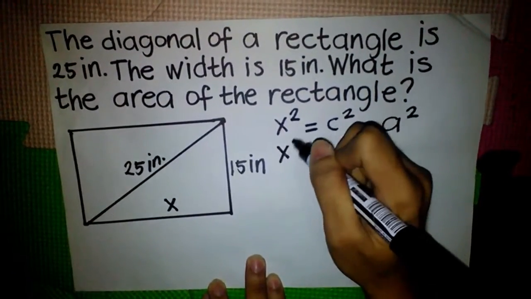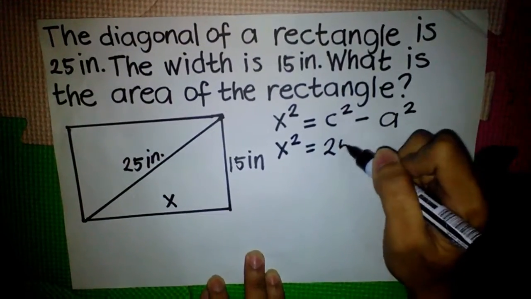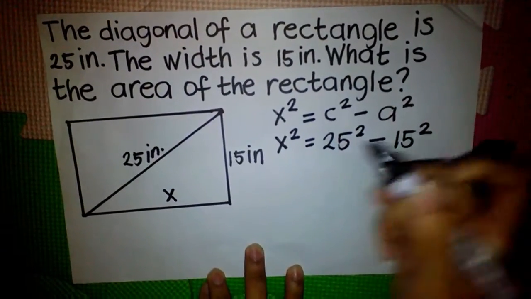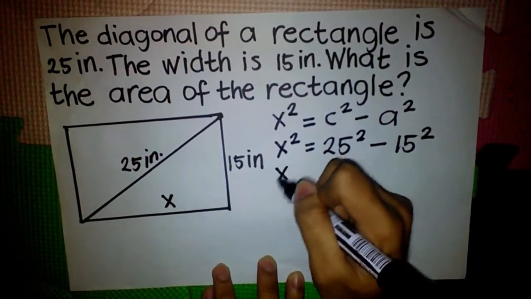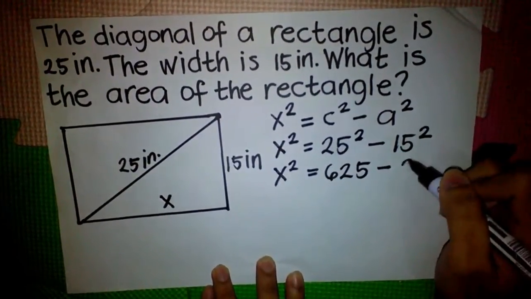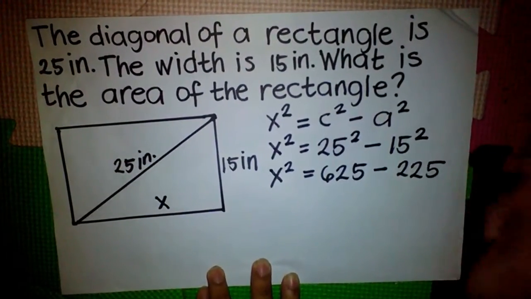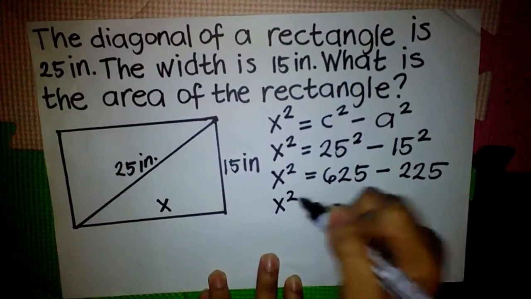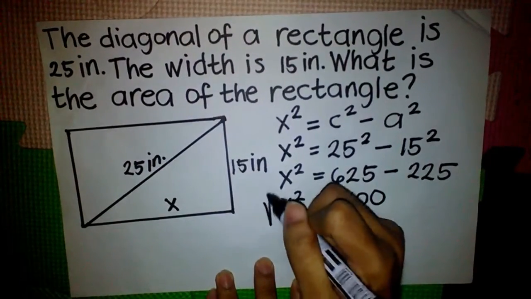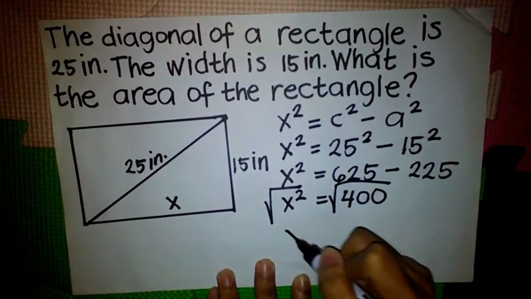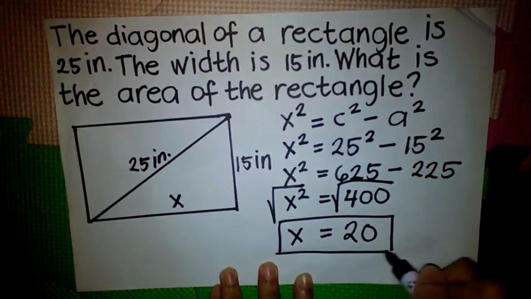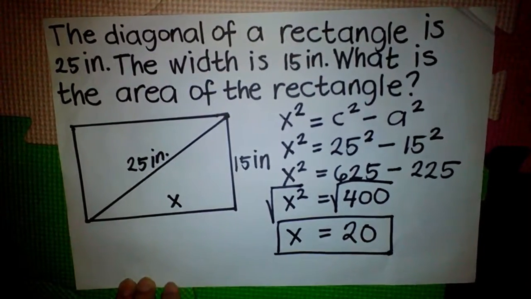So x squared equals 25 squared minus 15 squared. Simplifying further, we get x squared equals 625 minus 225. Subtracting the two values, we get x squared equals 400. So extracting the square root of both sides, we get x equals 20. So this is the measure of the length of the rectangle.